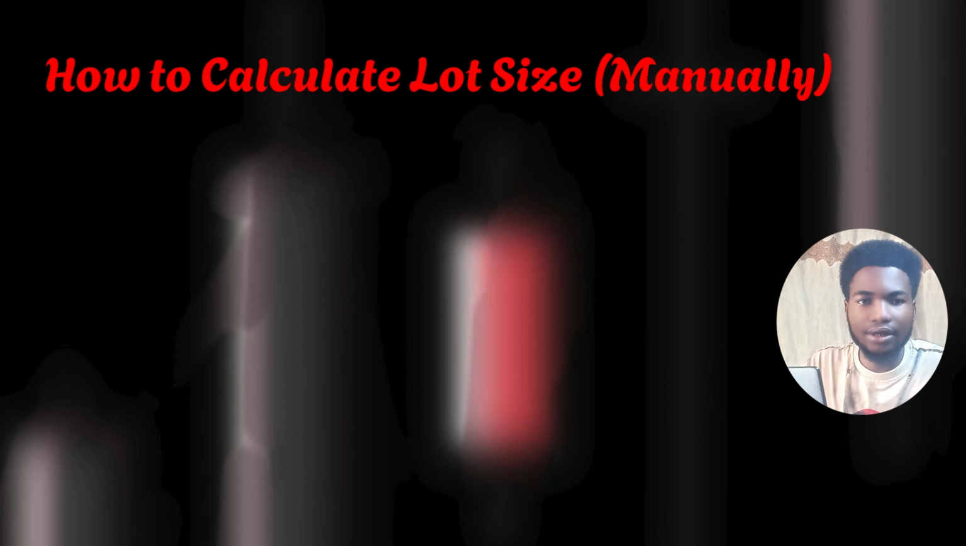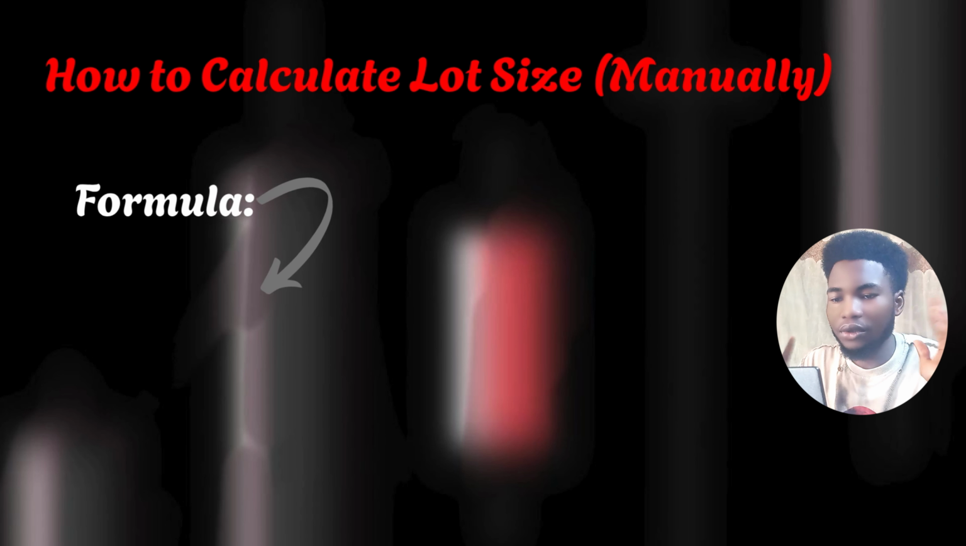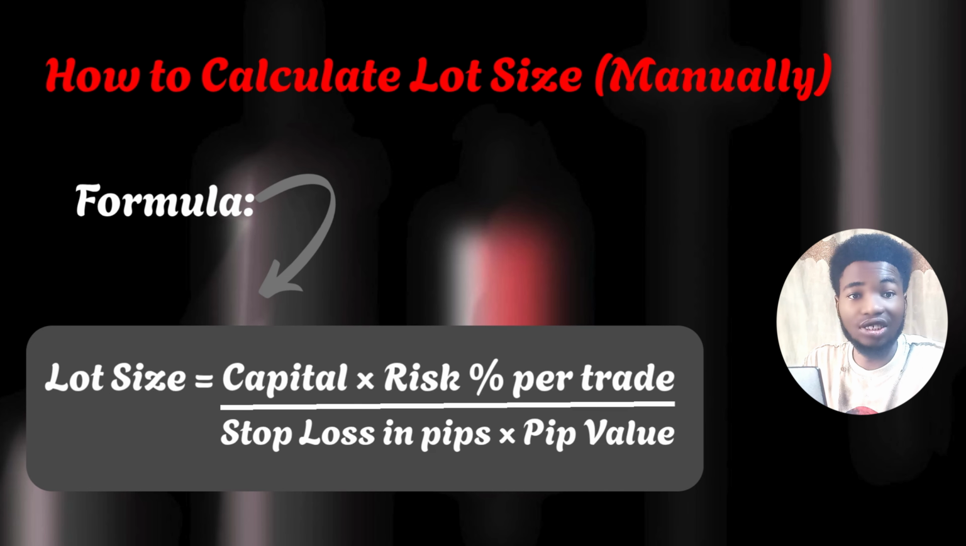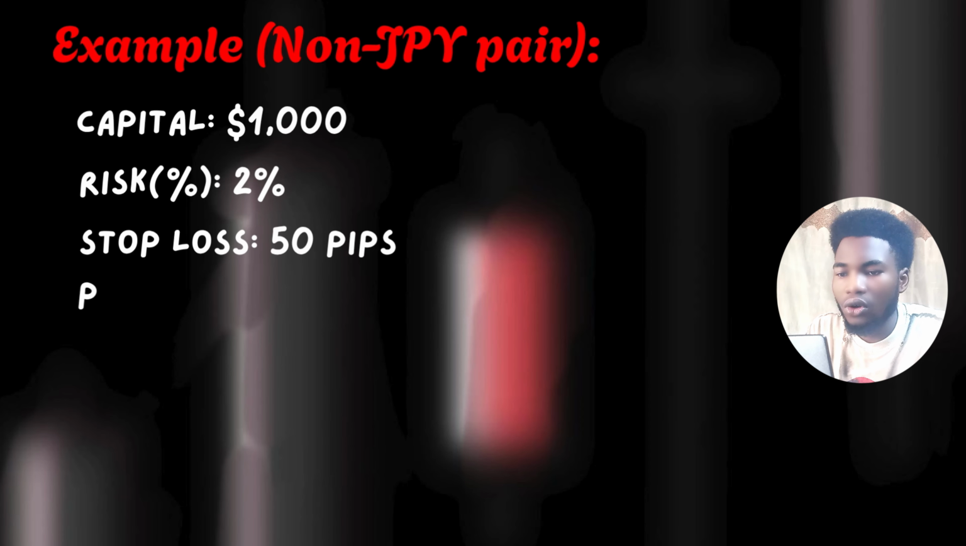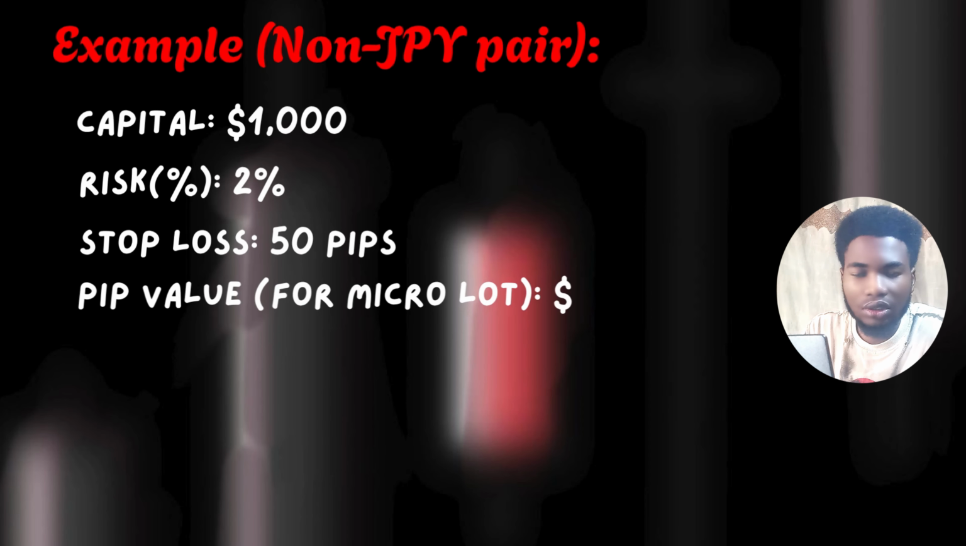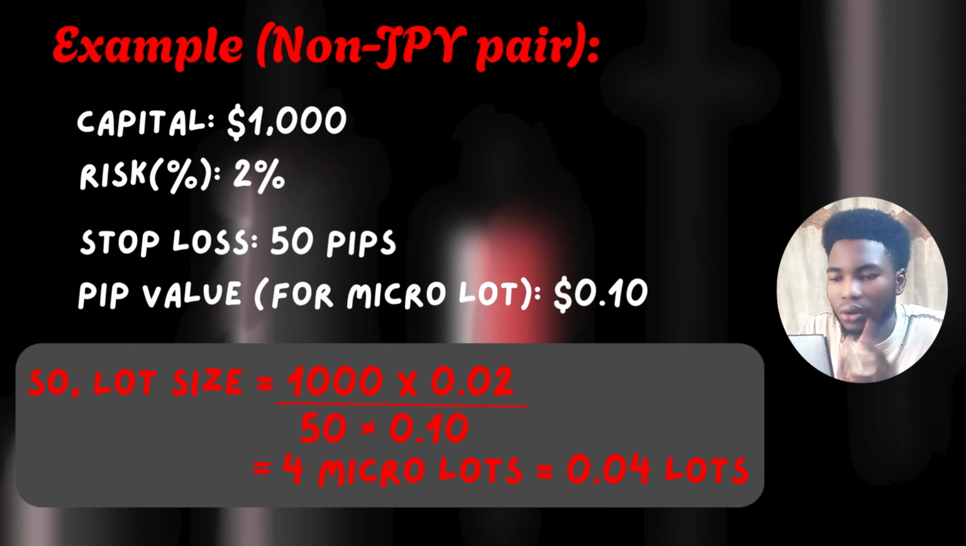How to calculate lot size manually? So here is the formula. Lot size equals capital times risk percentage per trade, divided by the stop loss in pips times the pip value. Example for non-JPY pair. Let's assume we have a $1,000 account. Risk is 2% and the stop loss is 50 pips. And also we have a pip value of a micro lot of 0.10. Lot size will be equal to 1,000 times 0.02 divided by 50 times 0.1. That's 4 micro lots, which is equal to 0.04 lots.